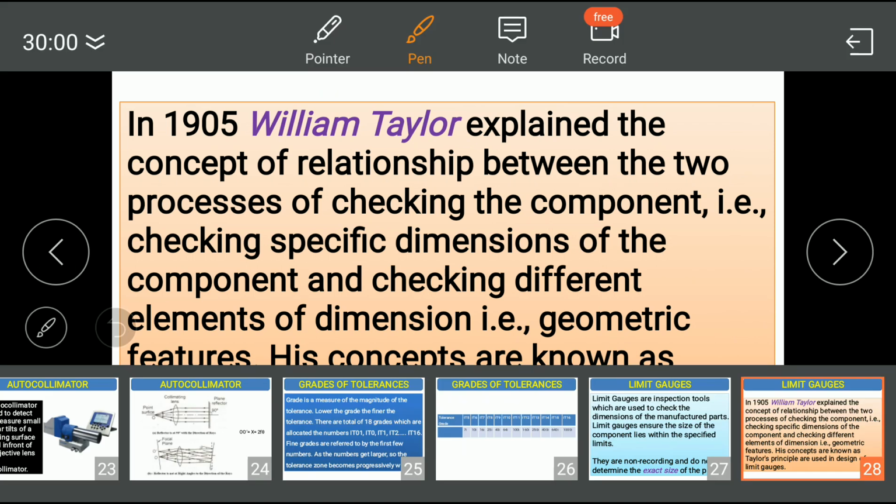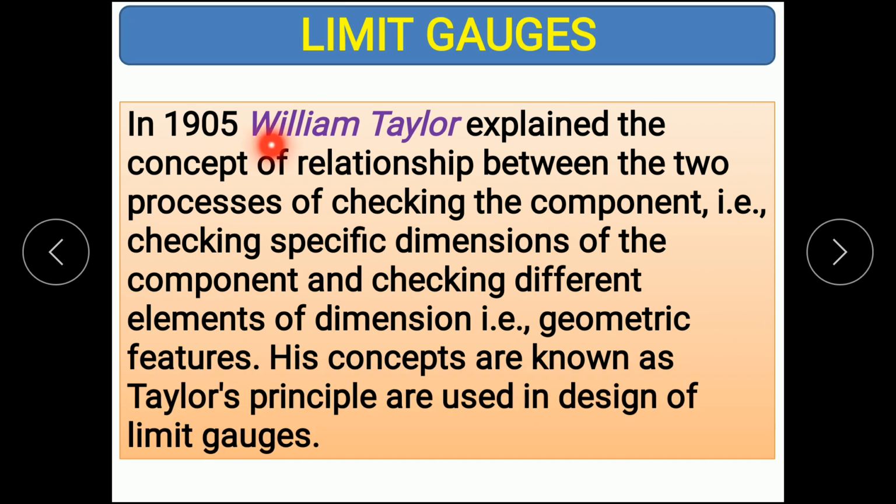So in 1905, William Taylor explained the concept of relation between two processes of checking a component, that is checking a specific dimension of the component and checking different elements of dimension, that is geometric features. His concepts are known as Taylor's principle, and are used in the design of limit gauges.